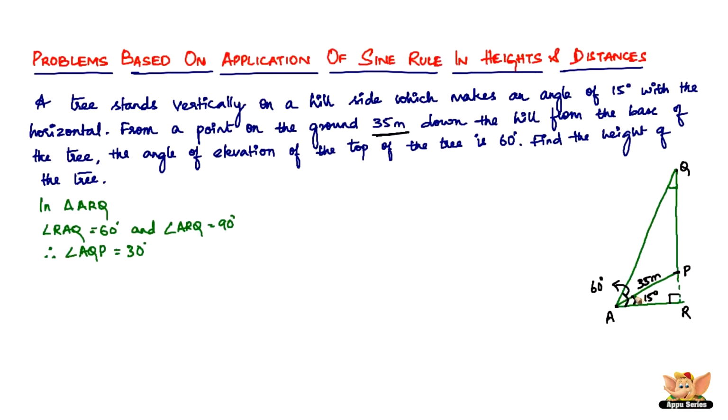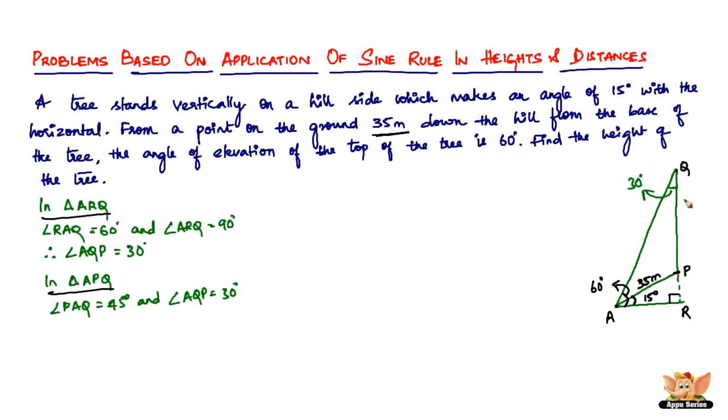The next triangle that we have to look into is triangle APQ. So in triangle APQ, we have angle PAQ is 45 degrees, right? Now listen carefully, we are only seeing the angle PAQ, not the entire angle RAQ or PAR. We are seeing PAQ. So PAQ will be 60 minus 15 degrees, which will be 45 degrees. And angle AQP, 30 degrees. We've just found out here. Let me write that here. This is 30 degrees, alright?